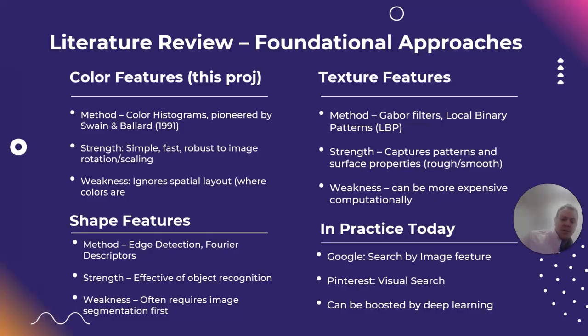We can also search by shape features, with methods like edge detection and Fourier descriptors. The strength is it's really effective at object recognition. The weakness, though, is that it often requires image segmentation first. So to have a lot of success with this, you may need to do a bit of pre-processing, which can be a bit of a trade-off depending on the application.